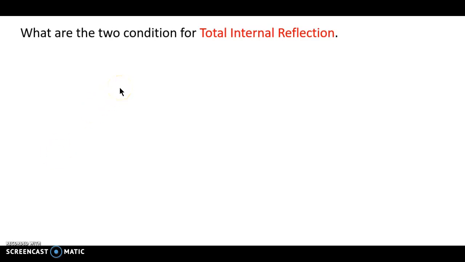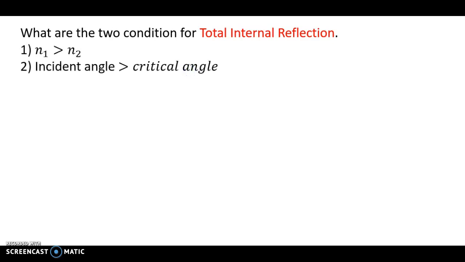What are the two conditions for total internal reflection? You have to know them. n1 should always be greater than n2, and the incident angle must be greater than the critical angle.